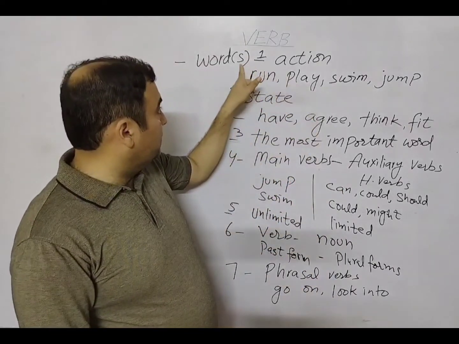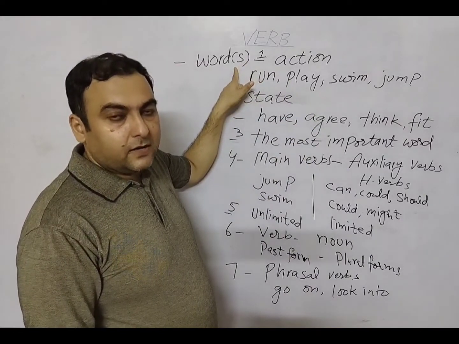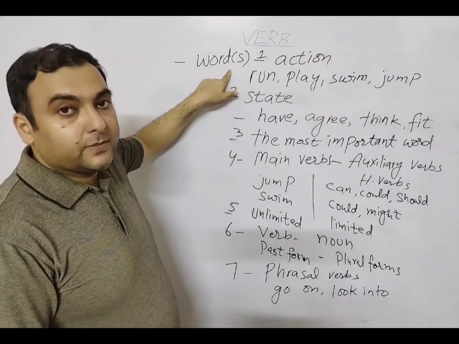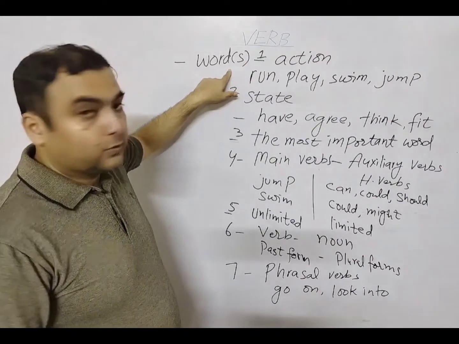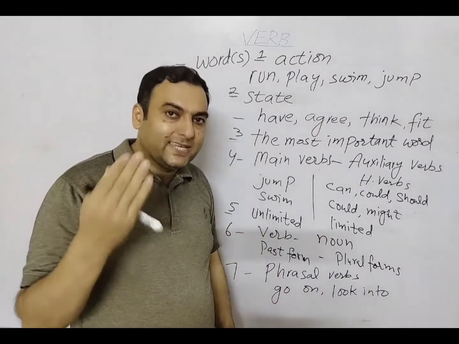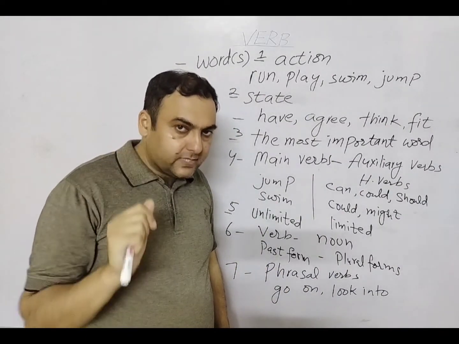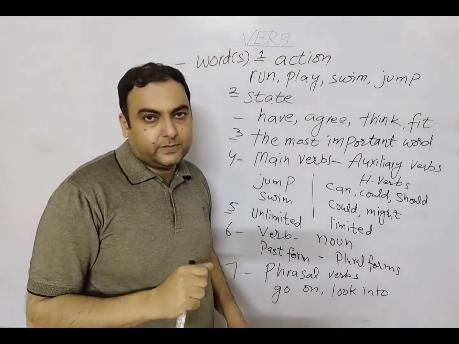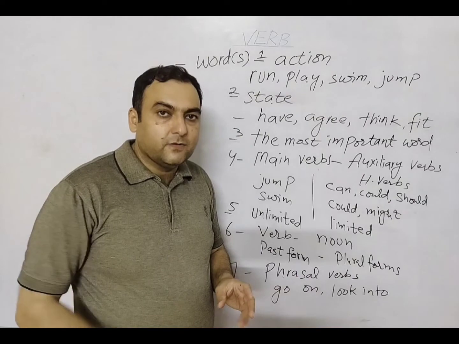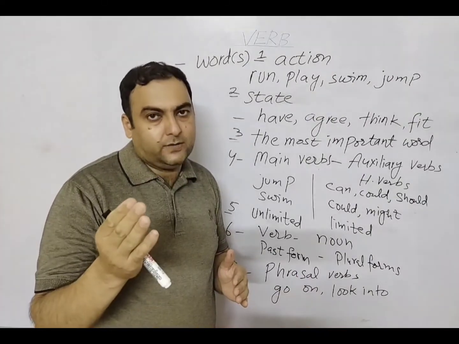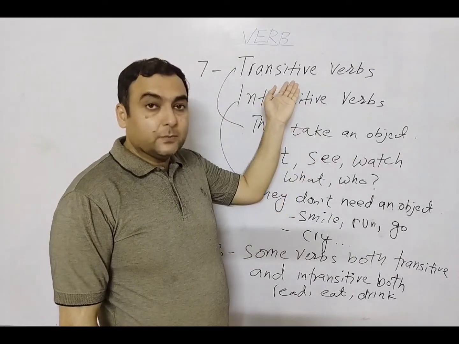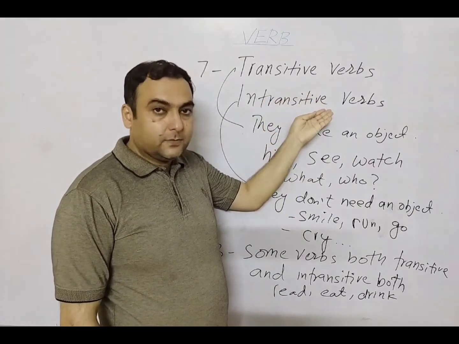And if you see here, I have written words. Verb is a word which could have more than one word. So what are those kinds of verbs which consist of two words, for example? These are phrasal verbs. Words like go on, look into. These are phrasal verbs and they have more than one word. We have different types of verbs. We have, for example, transitive verbs and intransitive verbs.